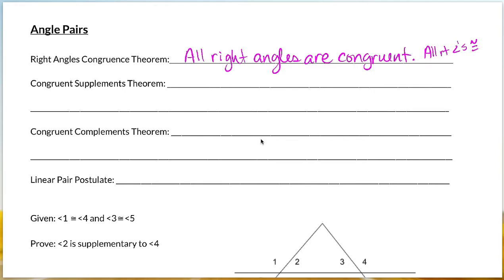The congruent supplements theorem and the congruent complements theorem are going to be very useful for us in our proofs. They can save you about 5 or 6 steps. In a proof, there's not always, but a lot of the time, more than one way to do a proof. And if you forget this rule, the proofs that involve congruent supplements could take a lot longer to get where you're trying to go.